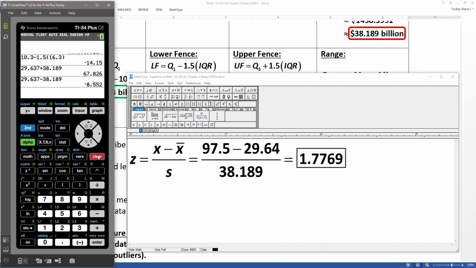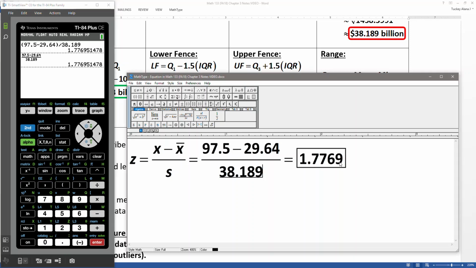So let me just prove this to you. Parentheses, 97.5 minus 29.64. And the number one mistake students make on this problem is they will not use parentheses, and that's a bad idea. Use your parentheses. They are your friends. So either use parentheses or use the alpha F1 business. Pick one, and you can type it like this. And I'm using my arrows to work my way around here. There we go.